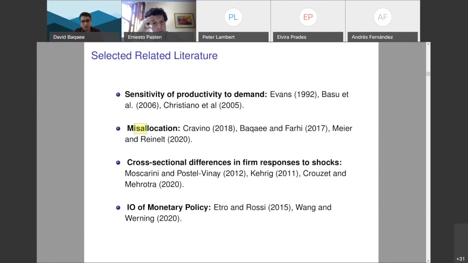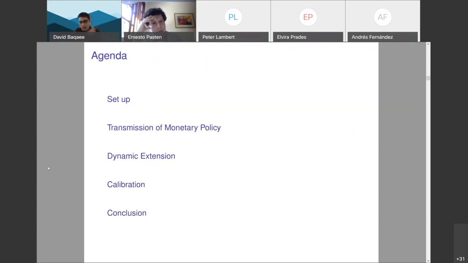The other literature that this paper is related to is the literature on cross-sectional differences in how firms respond to shocks. Small firms and large firms look like they don't respond in quite the same way. And finally, there's a nascent literature about how industrial organization interacts with monetary policy, which is also something that this paper relates to. Okay, excellent. So here's the agenda.